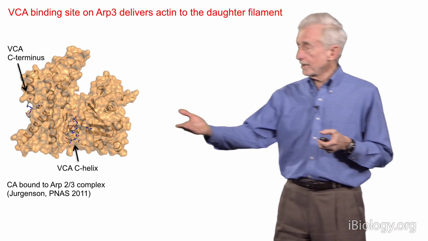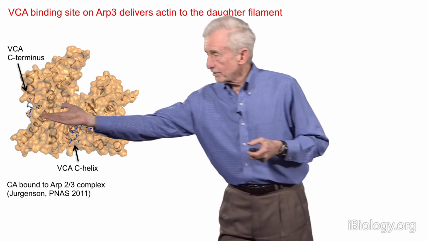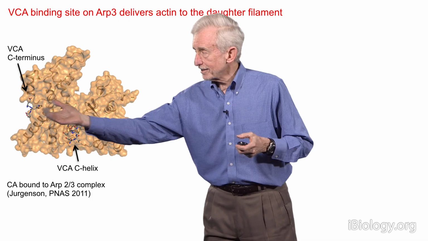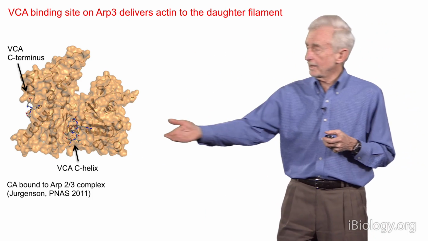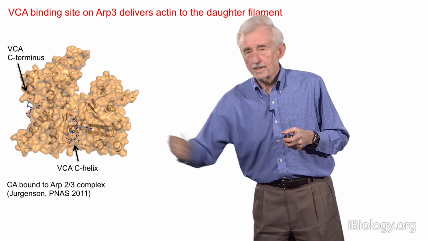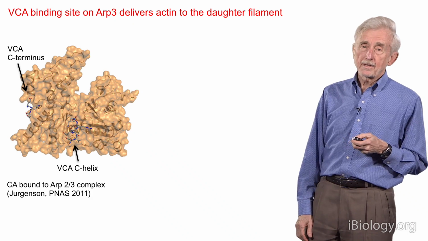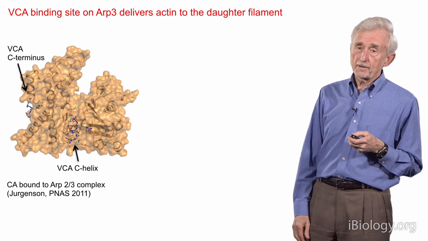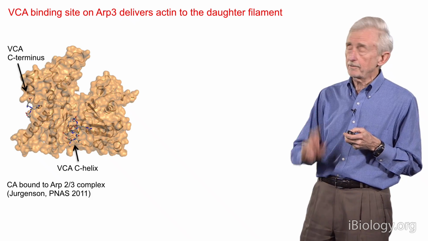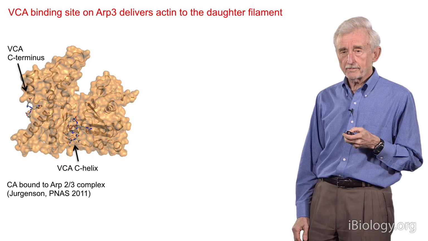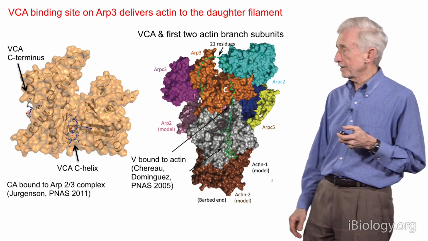This is a space filling model of ARP3. And up here in this corner, you can see the C terminus of the nucleation promoting factor bound to the ARP. In the middle here, you can see a helix, which corresponds to the C region of VCA. Now, when the nucleation promoting factor is bound to this subunit of the ARP2/3 complex, it's perfectly positioned to deliver the first subunit to the daughter filament, as shown by this diagram.